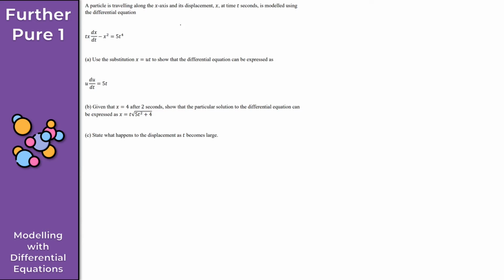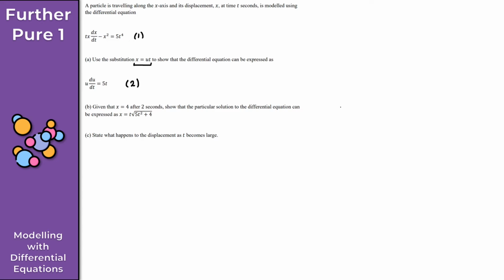As we can see for this question, we have a particle that is travelling along the x-axis and its displacement x at time t seconds is given by this differential equation. Let's just start by calling this differential equation equation 1. And then for the first part of the question, part A, pretty standard stuff. All it wants us to do is use this substitution, x equals ut, to transform equation 1, this differential equation, into this differential equation. So let's call this one equation 2.